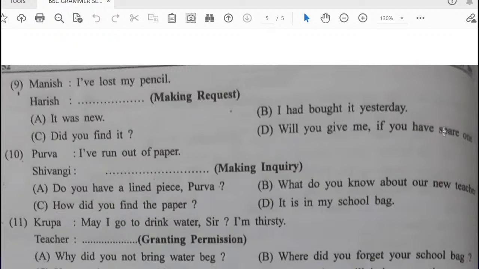So what will be the proper option? It was new. No request. I had bought it yesterday. No. C, did you find it? No. But option D, will you give me if you have a spare one?